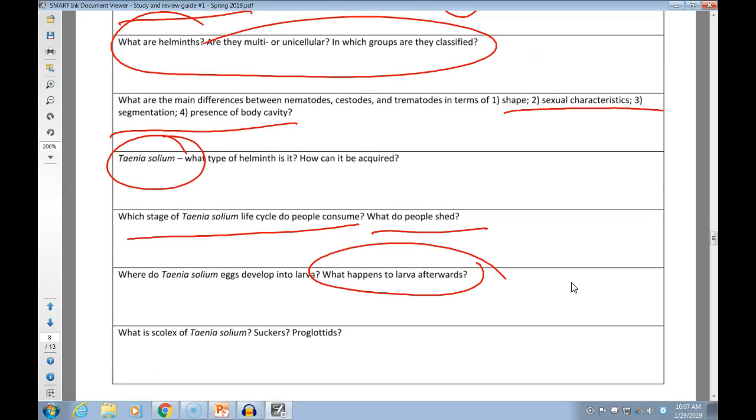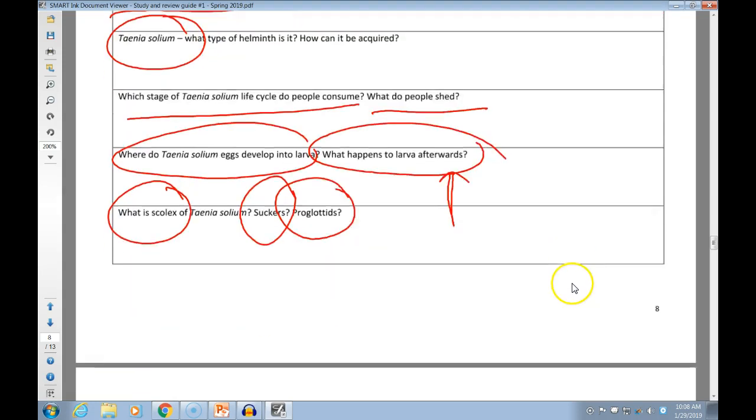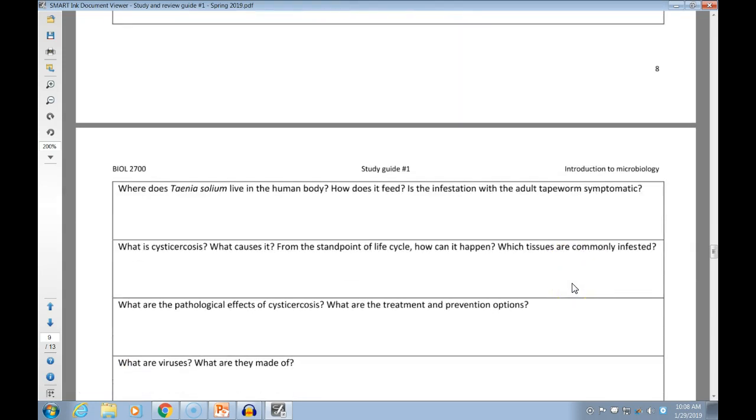Eggs develop into larvae in the intestines of the pigs. The larva migrates to the pig meat. Scolex is the head. Suckers are used to attach to the surface of the intestine. Proglottids are small elements that carry eggs. Normally, the adult worm lives in the gut, feeds by diffusion.